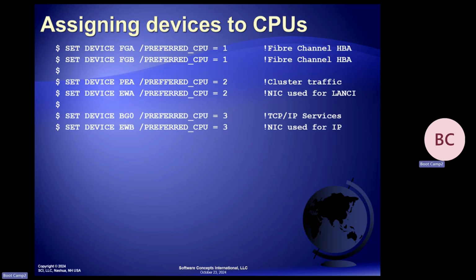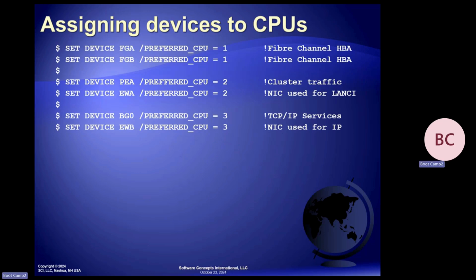Would it not make sense for the GGA and FGB to split them? Charles, only if you had so much Fibre Channel work that you were saturating one of those CPUs. Okay. Yeah, that would be the only time you'd probably want to put them on separate CPUs.